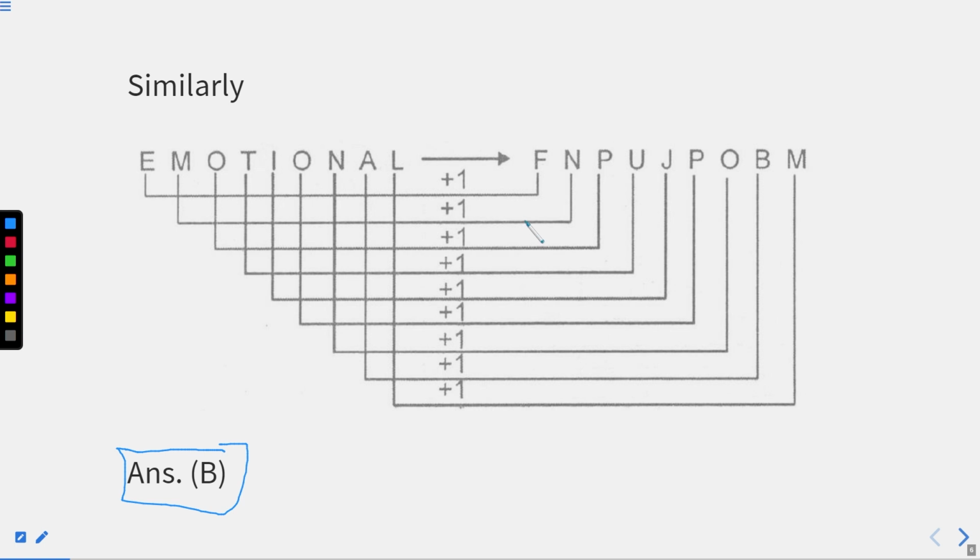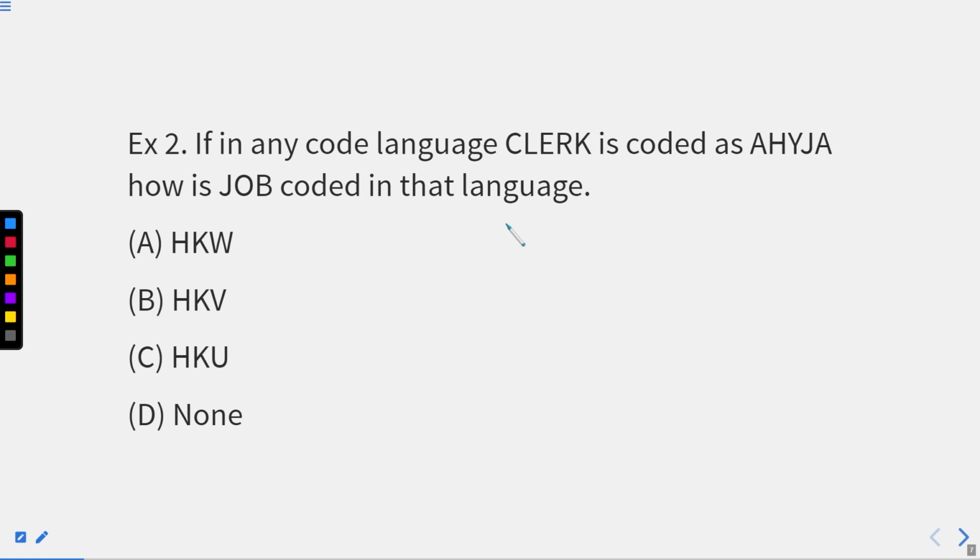Now we'll move to the next question, which comes with a new concept. Now I'll read the question first as I did earlier. If in any code language clerk is coded as AHYJA, then how will the word job be coded in that language? Now, as I mentioned earlier, you have to look at how C is related to A, how L is related to H.